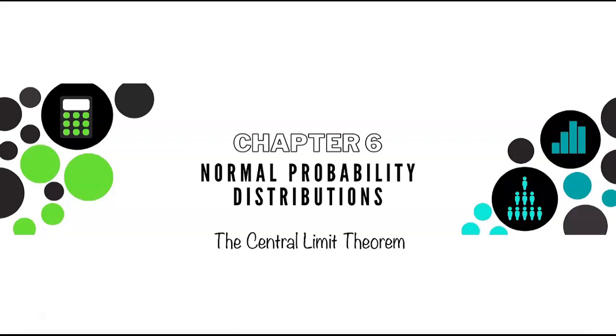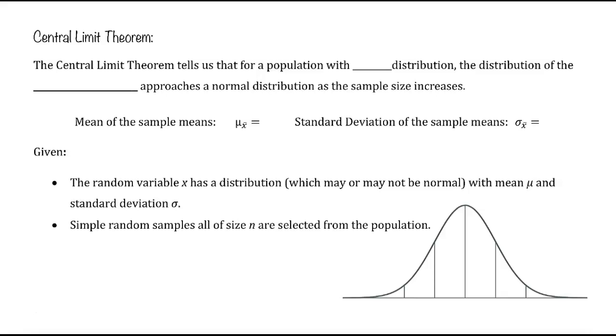In this lecture video, we're going to learn about the central limit theorem. The central limit theorem tells us that for a population with any distribution, the distribution of the sample means approaches a normal distribution as the sample size increases. This tells us that even if a population is not a normal distribution, if we look at large enough samples, the means of those samples will be normally distributed.